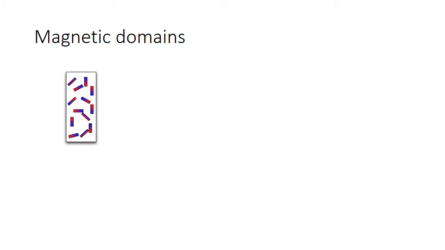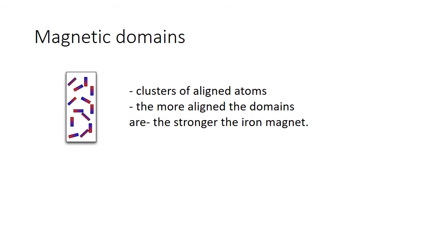So if we can get those domains to line up so that they're all facing the same direction, since each atom is a magnet, then their forces are going to combine and create a magnetic structure inside the iron. A magnetic domain is a cluster of aligned atoms, and the more aligned the domains are, the stronger the iron magnet. So the one there on the left isn't going to be strong at all, if it's magnetized at all. But if you can get them to line up and all face the same direction, then you can create a strong magnet.